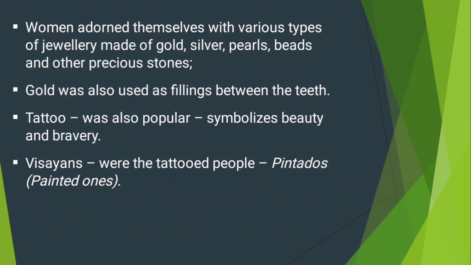So, women adorned themselves with various types of jewelry. Ibig sabihin, talagang gustong-gusto nila yung palamuti sa katawan. Mga necklace, ornaments sa ulo, na gawa sa ginto, pilak, o kaya yung pearls, o kaya mga beads, mga mahalagang bato. Ganun din, gold was also used as fillings between teeth. Ibig sabihin, yung kapag nabukbok ba, kaya nabasag, ginto rin yung ginagamit nila nun.